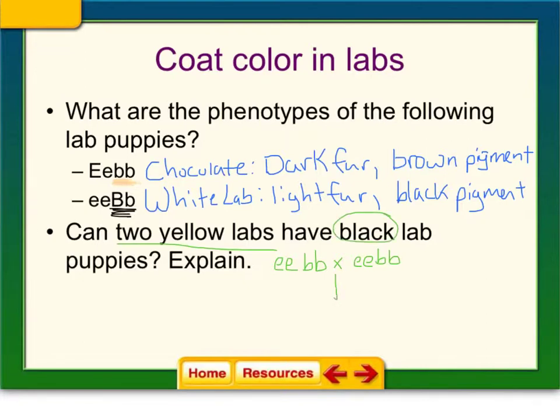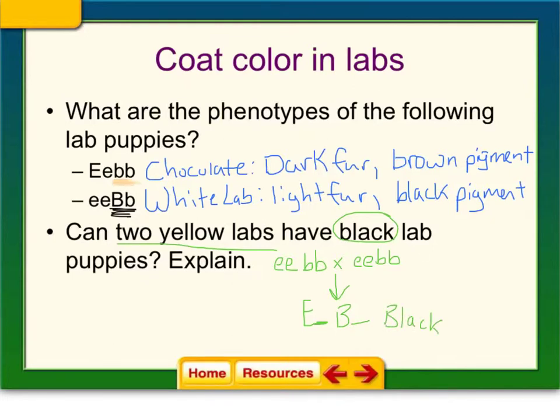So let's take a look. If it's a black puppy, it has to have a big B for color. Who cares what the other allele is? It could be a big B, it could be a little b, but as long as it has a big B, it's going to be black. And then if it has dark fur like a black lab does, it has to have a big E. Okay, so that's our black lab baby.